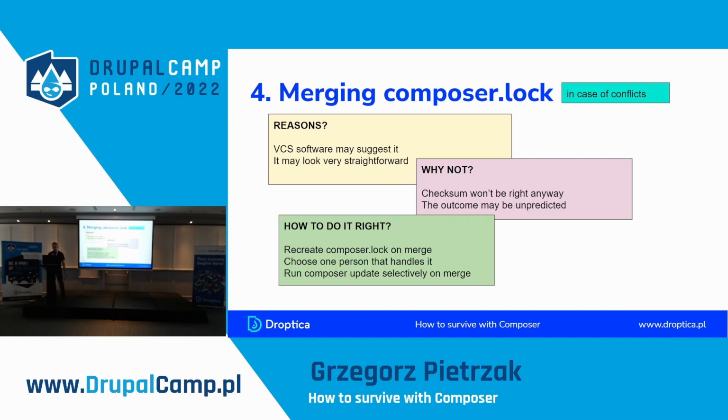Also, the result of automatic merges can be very unpredictable, and you don't want your application to be broken because of that. And there is no good solution for working with composer.lock in Git. Mostly we have some person like a tech lead or main developer that is recreating composer.lock on merge. So one person knows what happens in the application.